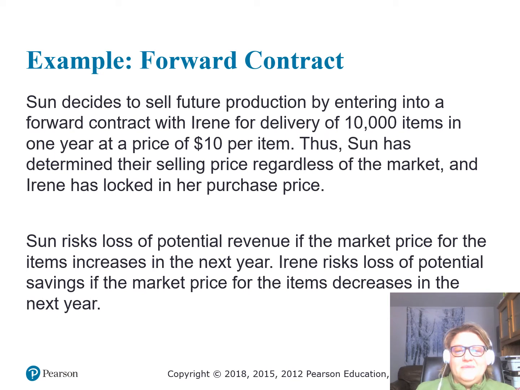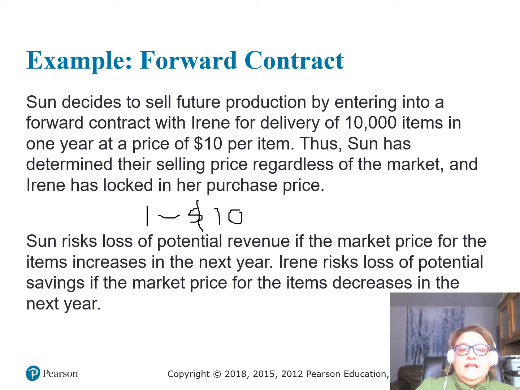So let's just talk really quick about this forward contract. Here's an example of Irene delivering 10,000 items at a price of $10 per item. And Sun has determined that that's what their selling price is going to be and has locked it into the purchase price. So basically, Irene says 10, and Sun says 10, and they're both agreeing on 10.